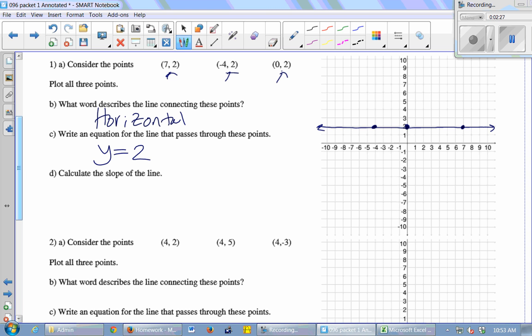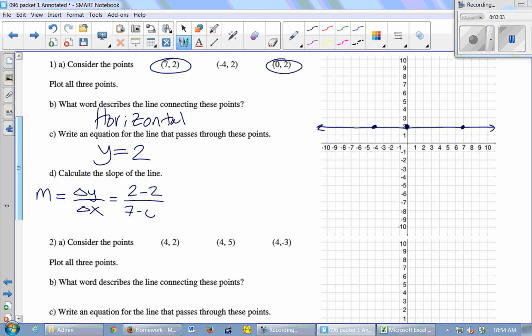If I wanted to calculate the slope of this line, I can pick any 2 points. Which 2 points do you want to use? (7, 2) and (0, 2). We often denote slope with the letter m, and we calculate it as a change in y over a change in x. What's the difference in the y coordinates? 0, because my y coordinates are both 2. So this is (2 - 2) over (7 - 0), which gives me 0 over 7. And 0 divided by 7 is 0, so the slope is 0. The slope of a horizontal line is always 0, because all the y coordinates are the same.